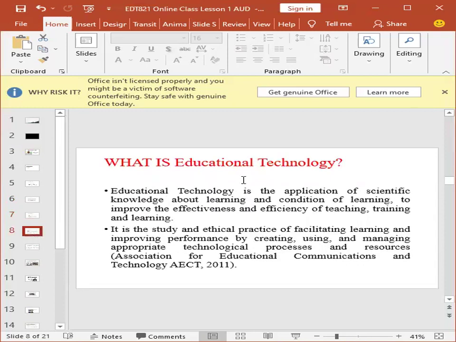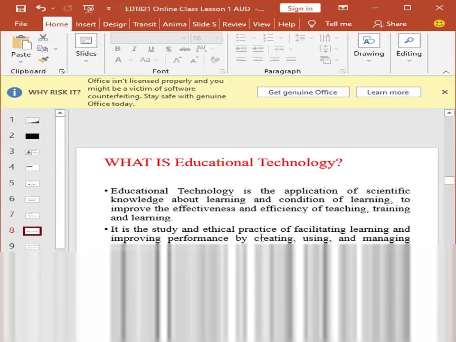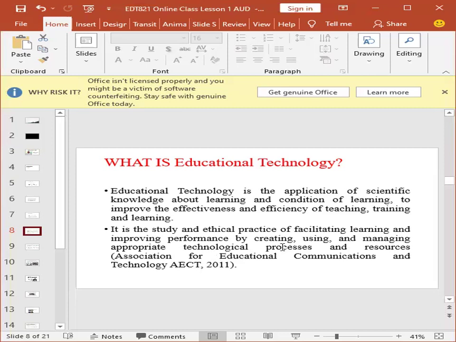Then, what is educational technology? How can we define educational technology? We've seen how we define education, how we define technology. Now the term educational technology. Educational technology is the application of scientific knowledge about learning and condition of learning to improve the effectiveness and efficiency of teaching, training, and learning. So it is the study and ethical practice of facilitating learning and improving performance by creating, using, managing appropriate technological process and resources.